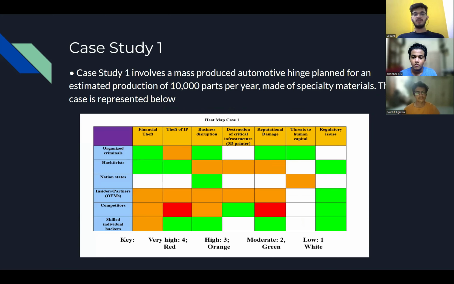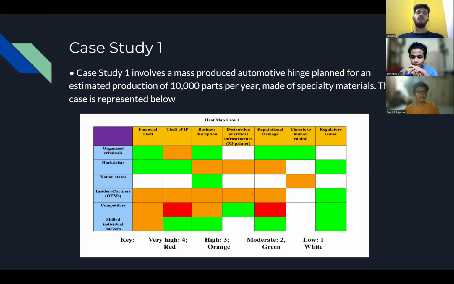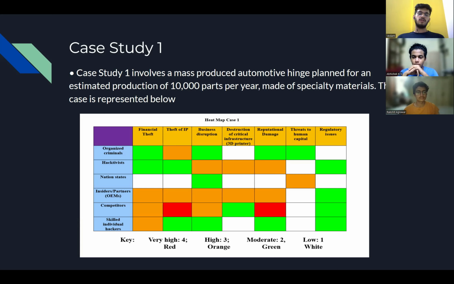So the main thought process in this heat map was that the insiders or partners and even the competitors will have a major motive towards destroying either a company's reputation via financial means or via any means possible. So that's why we can see more of orange and red color in those columns, indicating a high to a very high threat level. For the nation states, we can mainly see there's a low threat level involved because we thought whatever actions a nation state takes will indeed go on to affect a nation's reputation. So we put on orange color in the threat to humans capital column, just because we thought that the nation state will only interfere if a government motive is involved.